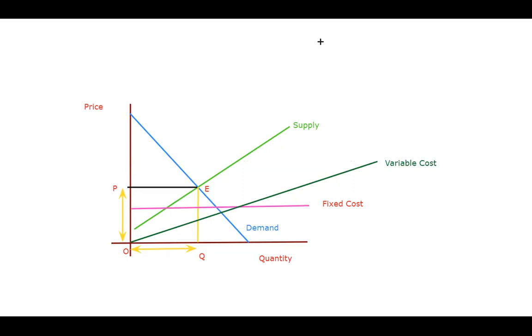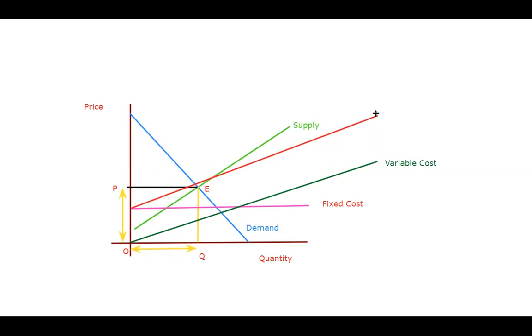Total cost will be, so let me use which color? I will use red color, for example, for total cost. Total cost will start from the fixed cost point, but it will be parallel to the variable cost. Why is that? Don't think that it will have to go through E. It's not necessarily going to go through E.